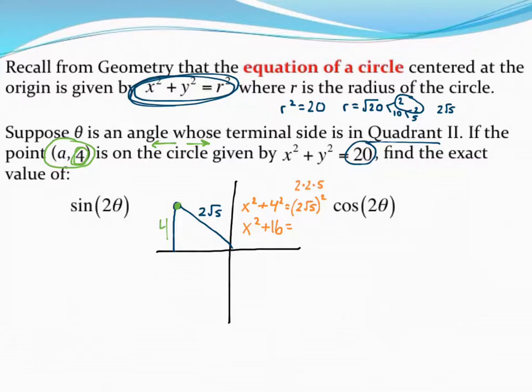So 2 times 2 times 5, or 20. Did any of you know that that would be 20 without even doing the work? Remember, we already knew what that number squared was. We knew it was 20. But anyway, it would work out either way.